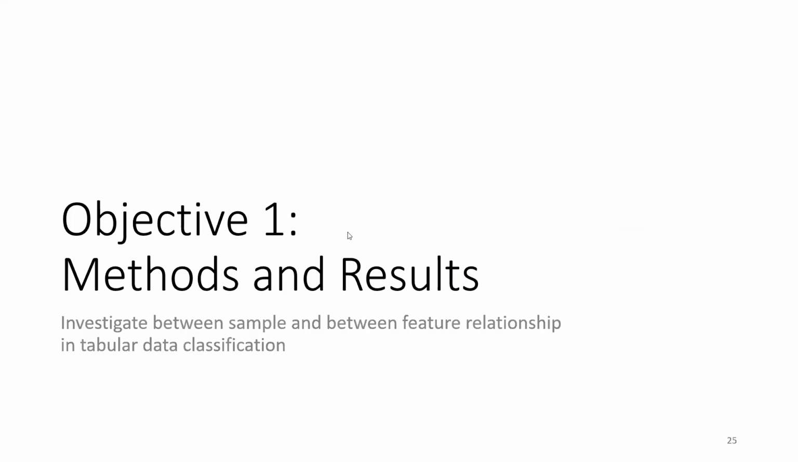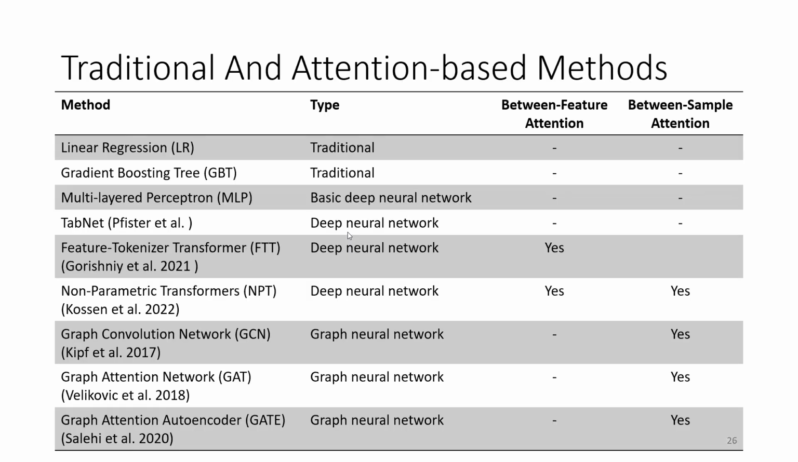So let us discuss the results on the two objectives. For the first objective, we have made progress. Here we have a list of methods. We have traditional methods like logistic regression, gradient boosting trees, and our basic neural networks like MLP. Advanced deep learning methods like attention that leverage between feature and sample attention. And lastly, graph-based neural networks that can leverage between sample relationships. But remember that tabular data are not graphs, and we cannot use them outright. So we address that first.